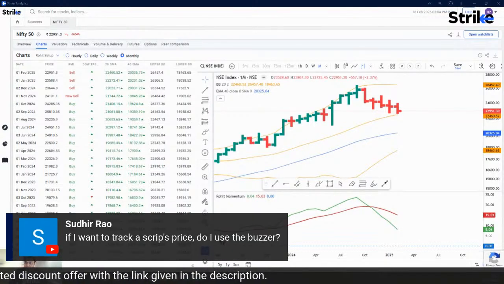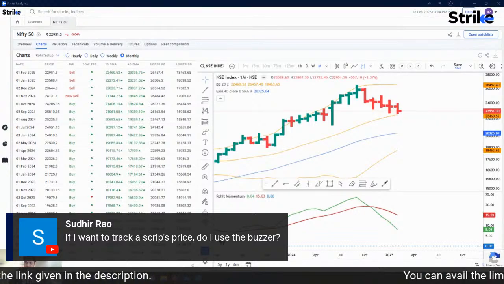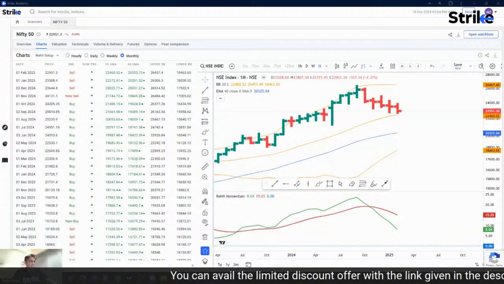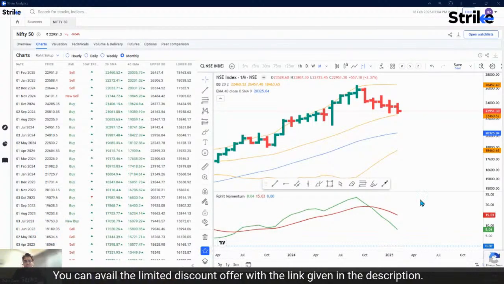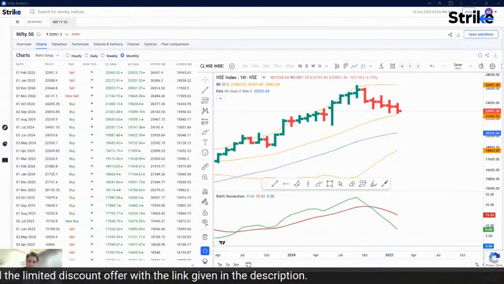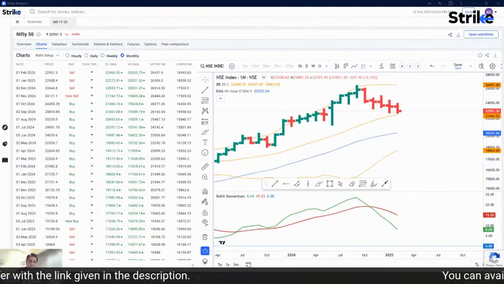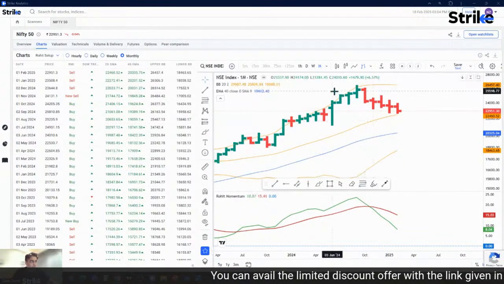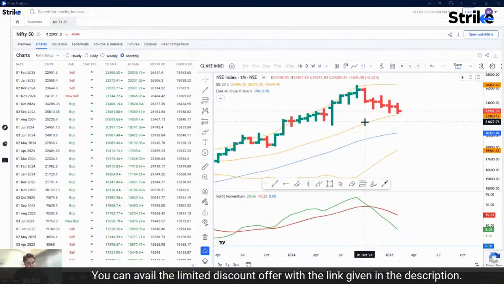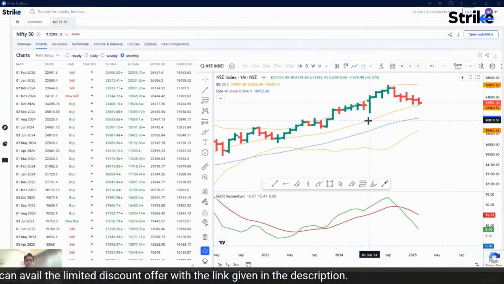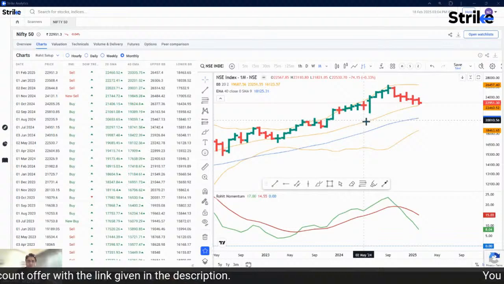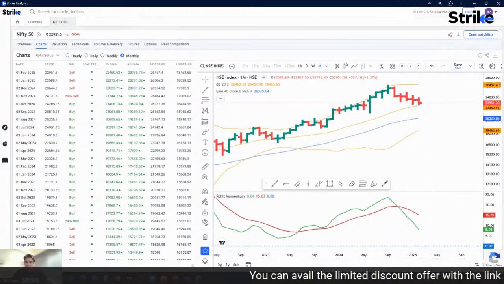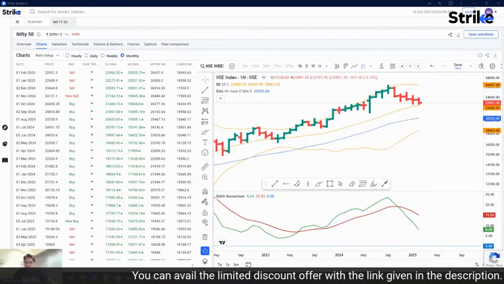If I want to track a script price, do I use the buzzer? See, currently, Sudhir Rao ji, the system is giving you data which is 5 minute delayed, but very soon we will be converting that into 1 minute delayed data. You can create your watch list and your template. I'll show that to you once again, and then accordingly you can simply track it. How to make and save? Okay, I'll come to it.